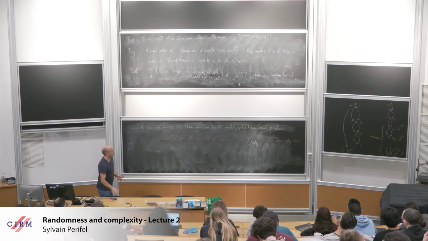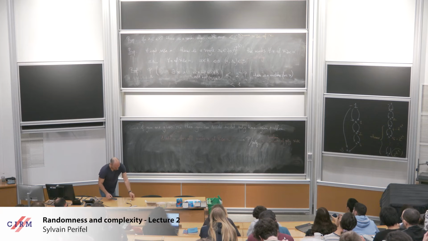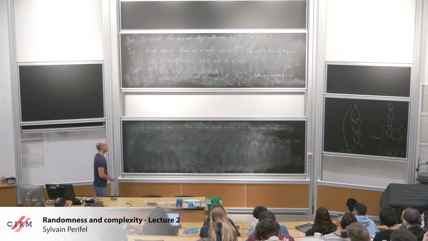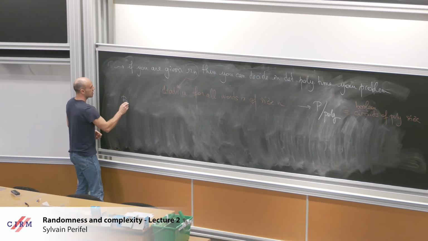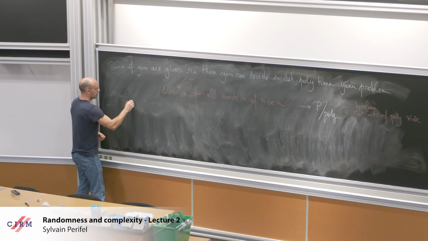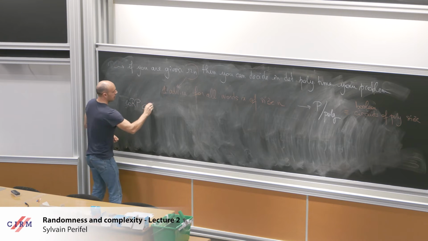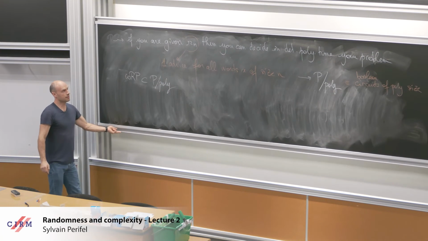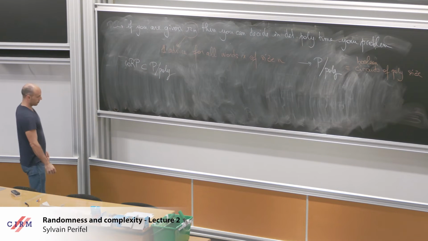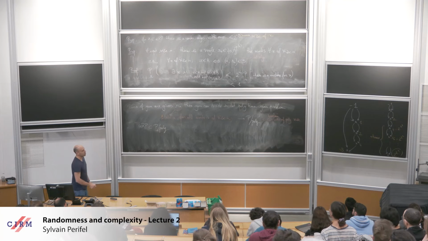And why do I speak about that? Because what we have proven here is that BPP or coRP, let's say, is in P/poly. This is what we have proven here. Okay. So it has Boolean circuits of polynomial size.